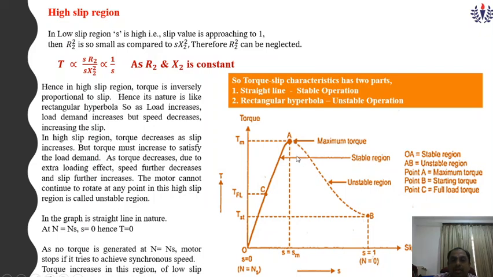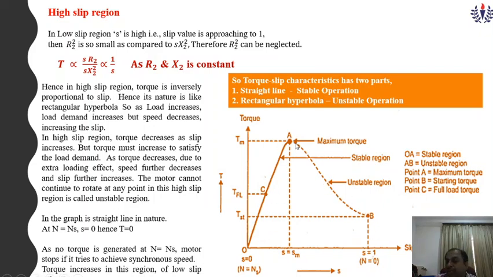Therefore, if the load demand increases, the speed value will decrease. The speed decreases towards 0, so the slip value will increase. In the high slip region, the torque decreases as slip increases. The torque value Tm will decrease due to the extra loading effect. The speed further decreases and continues to rotate at any point in this high slip region. So this region will be an unstable region.